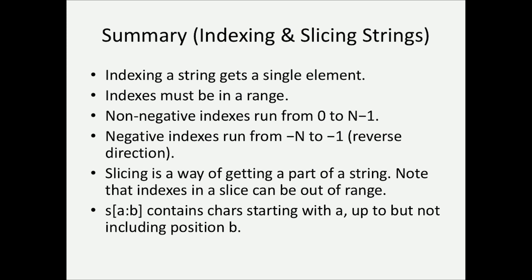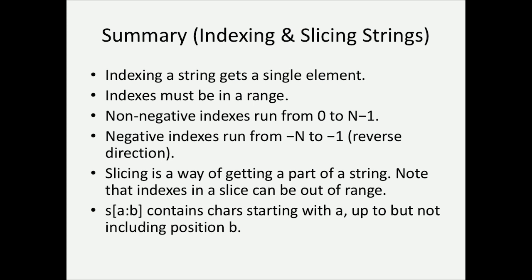So let's summarize indexing and slicing strings. It's actually a lot to digest if it's all new to you. Indexing a string returns a single element. And by the way, when you index a string, you cannot use an out-of-range index. You will get an error. So indexes, that's when you use just one number to get a single character. It must be in range. You can use non-negative indexes. This is what most people do. It's zero-based. That means it goes from 0 to n-1, where n is the length of the string. You can use negative indexes, which run from -n to -1 in reverse direction.